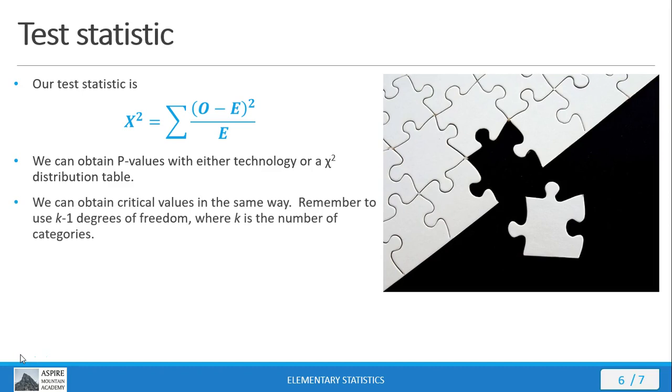Critical values we can get the same way. We just go to our table or technology to get the critical values out. Remember, k minus 1 degrees of freedom, where k is the number of categories in our data set. Once we've got the test statistic and the critical value, we've got what we need to run the hypothesis test. Alternatively, the p-value we compare with the significance level. Either way you look at it, once we get to this point, everything follows exactly as we've done hypothesis testing before. So the rest of the test is exactly as we've seen hypothesis testing go.